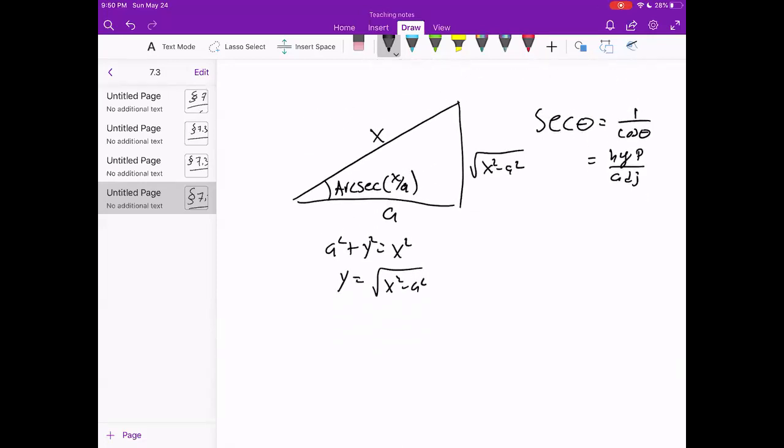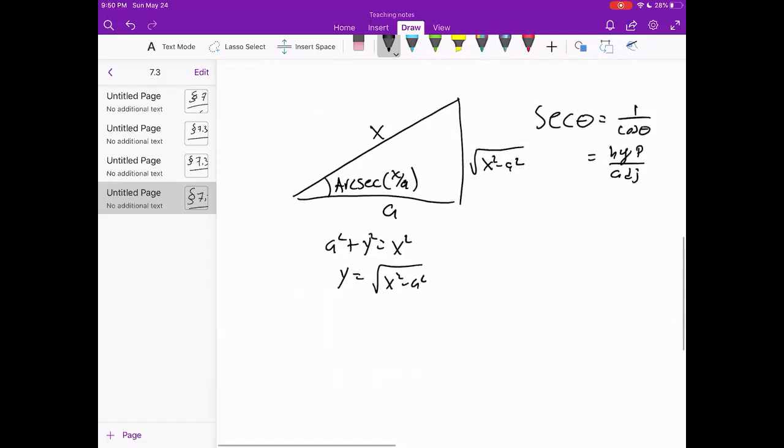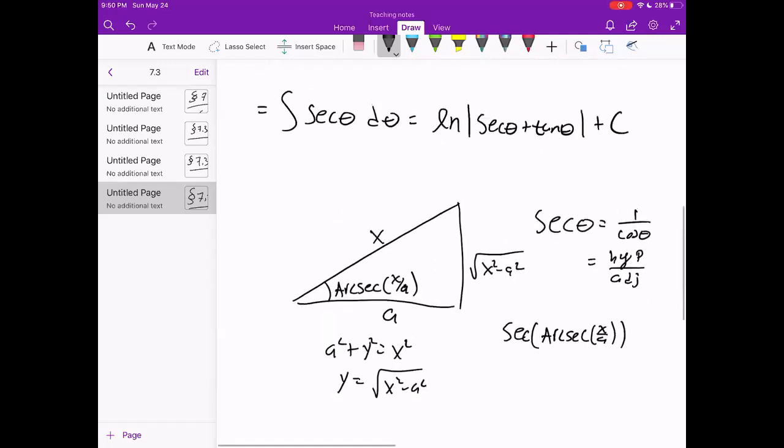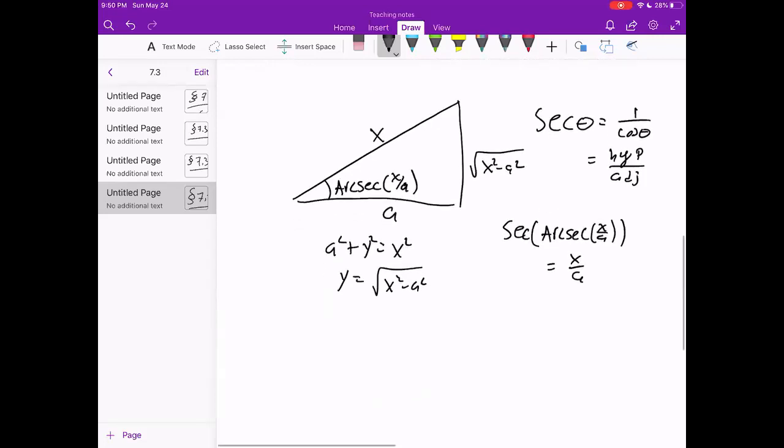Okay, so what we're trying to do is we want to do secant theta and tan theta. So we want to do the secant of the arcsecant of x over a. So I'm doing secant of theta, tan theta up here, trying to figure those out. So secant of the arcsecant, well, these two just undo each other, and this is x over a. So that one was easy.